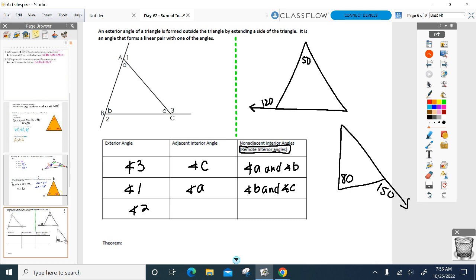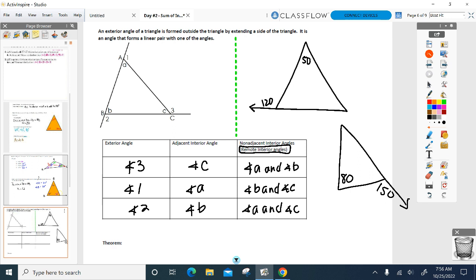What's next to angle 2? Angle lowercase b. And then if we're talking about angle 2, the remote interiors, the ones inside, not next to angle 2, would be angle A and C.